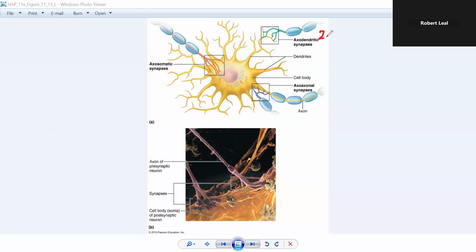This other presynaptic neuron up top is releasing neurotransmitters from its axon onto dendrites. So this type of synapse is referred to as an axodendritic synapse, from axon to dendrite. The third scenario down below is called an axo-axonal synapse, basically from axon to axon.